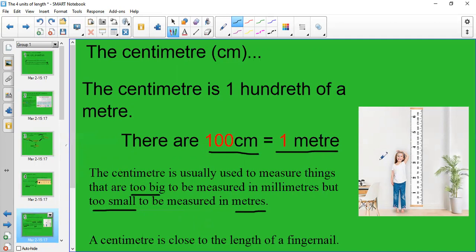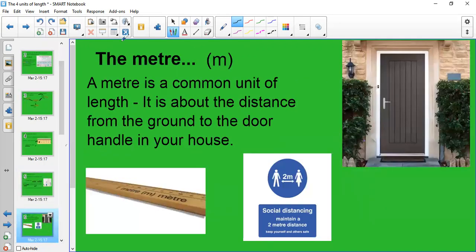And height is another common measurement that we would look at in centimeters. Okay. So that is what the centimeter is, and it's good to understand that. There are 100 centimeters in 1 meter. The meter, and we use the little m as the sign to show our measurement in meters. A meter is a common unit of length.